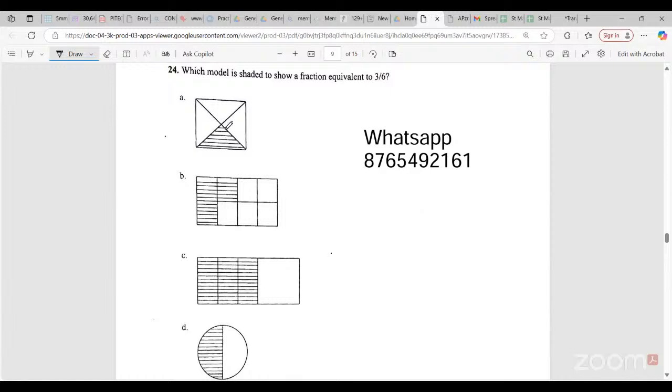Oh, we didn't get a volunteer for this one. Which model is shaded to show a fraction equivalent to 3 over 6? Joshua? All right, so Joshua Williams.